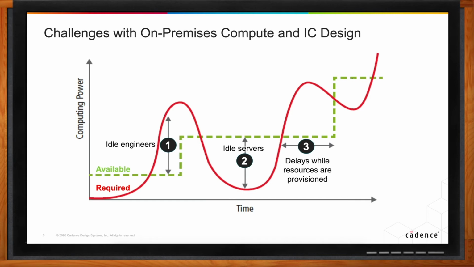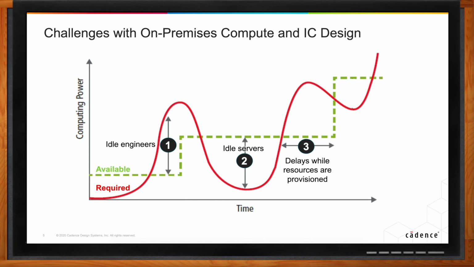Whenever the red line is above the green, what we have is an engineer waiting for compute. The reverse of that is when the red line is below the green, you have scenario 2, where the server is actually idle, meaning that there's a capital expenditure that's not being utilized.